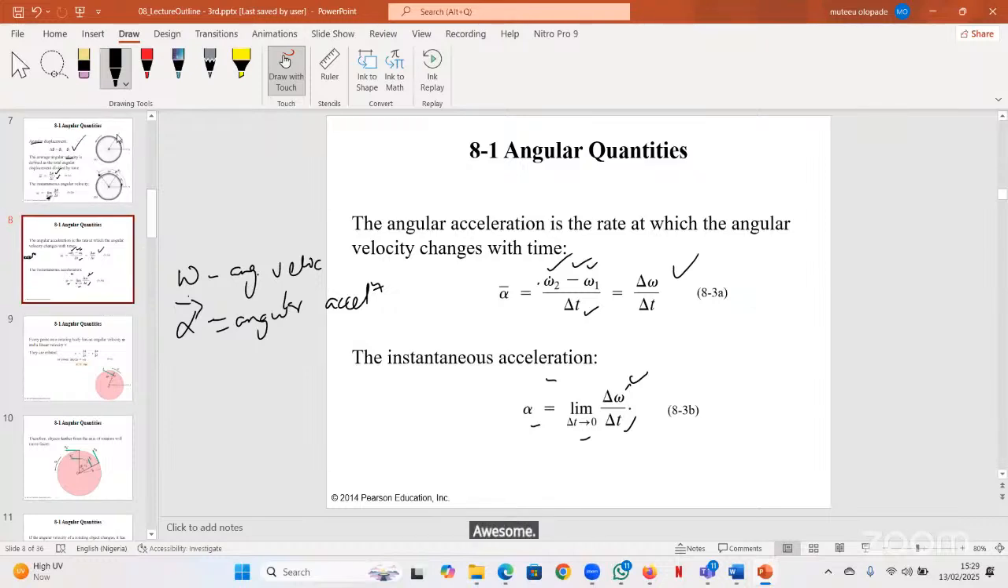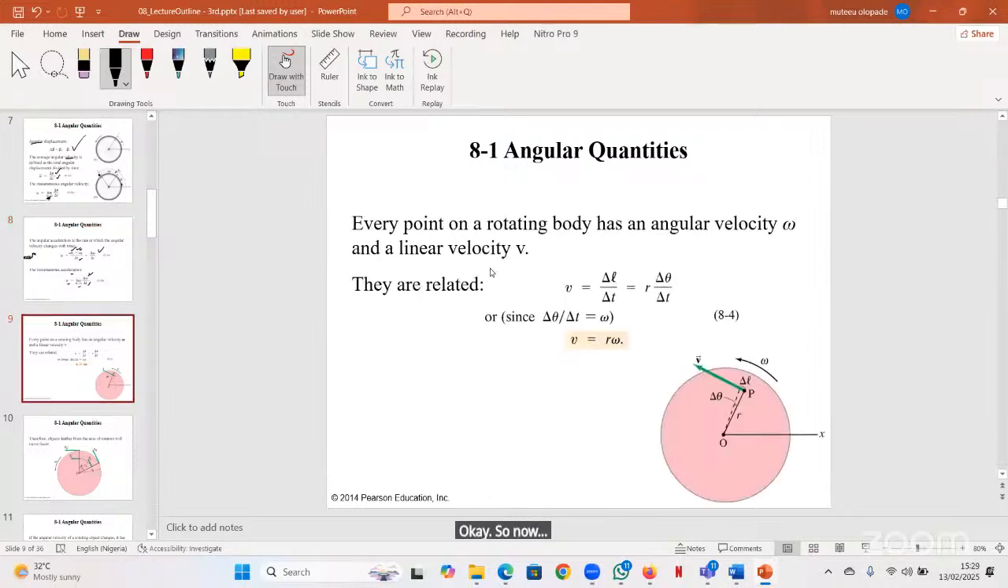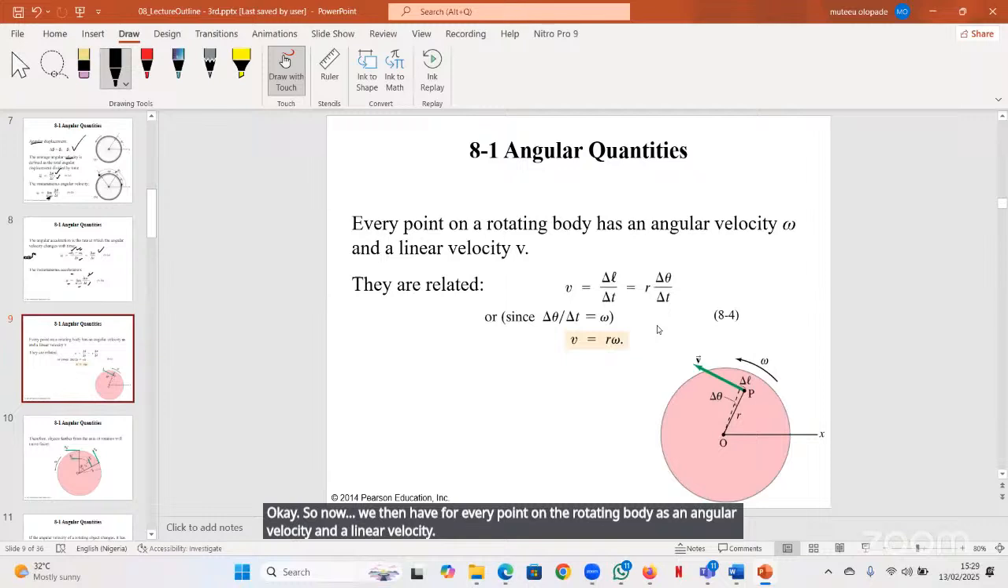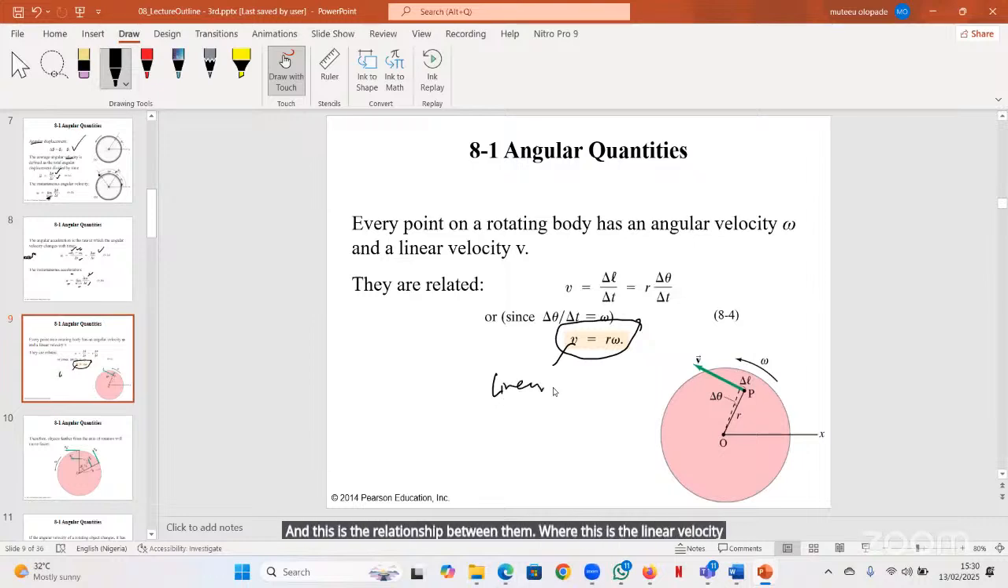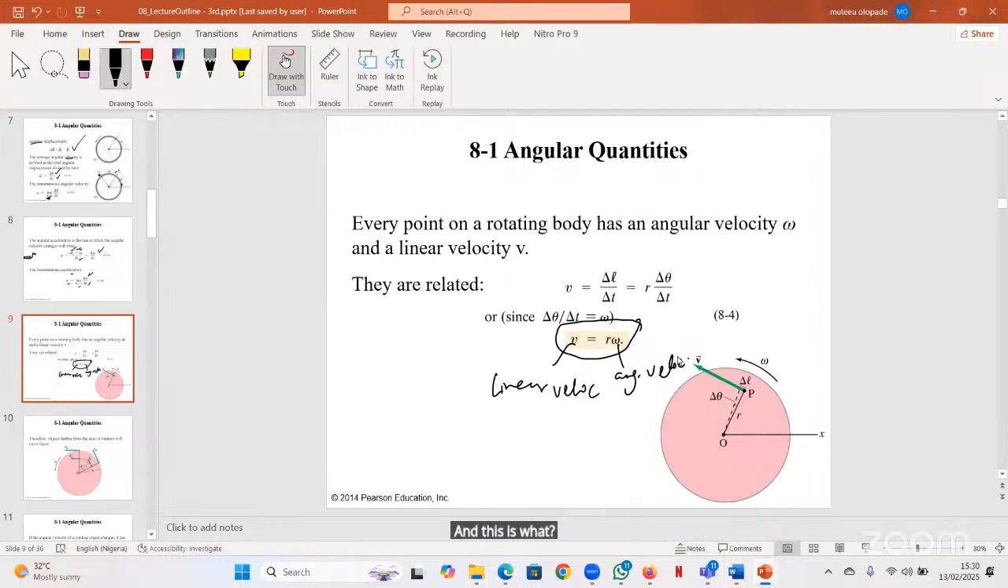So now, every point on a rotating body has an angular velocity and a linear velocity. So every rotating body will have two components, the angular and the linear. But there's a relationship between the angular velocity and the linear velocity, and this is the relationship between them. Where this is the linear velocity, and this is the angular velocity. So what is common to both is the radius.